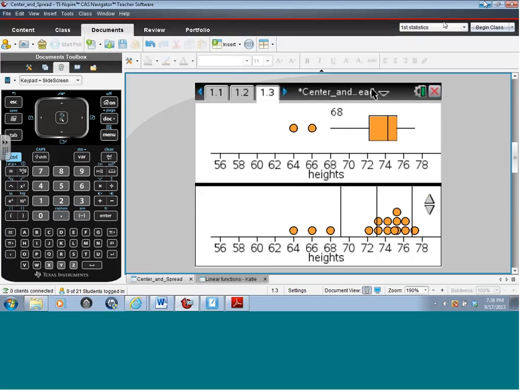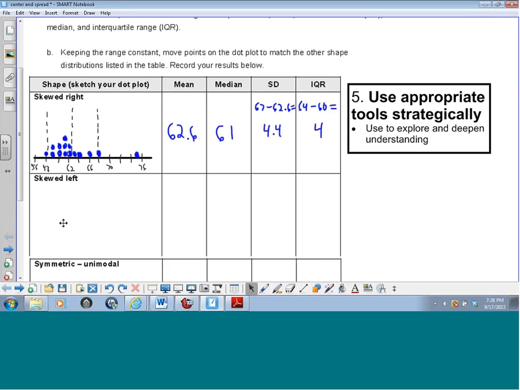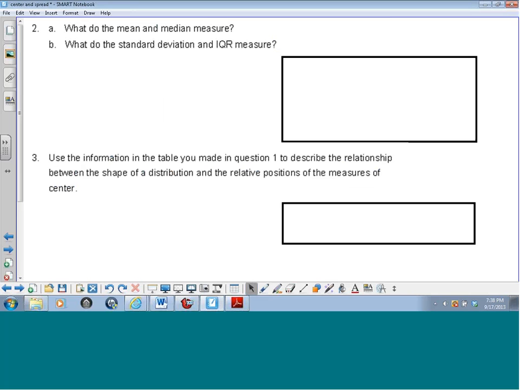So you have them change the data, and then they draw that here. They say, well, what's the mean, what's the median, standard deviation, IQR? And so they're seeing these things change. They're analyzing this and exploring things. And so the document goes on to ask some really good questions here. And I think the questions are probably my favorite part about the Math Nspired documents.